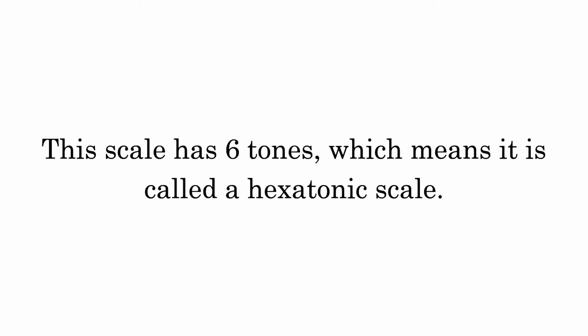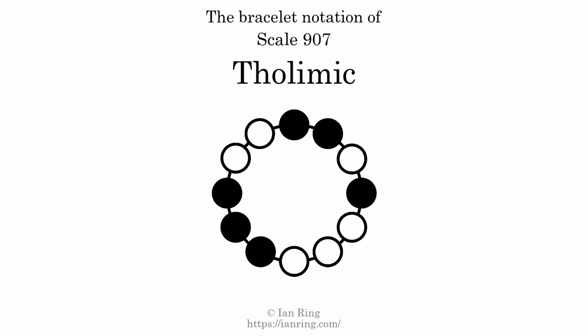This scale has 6 tones, which means it is called a hexatonic scale. This is a bracelet notation diagram of scale 907. The shaded circles represent tones that appear in the scale, and they are read clockwise, starting at the top.